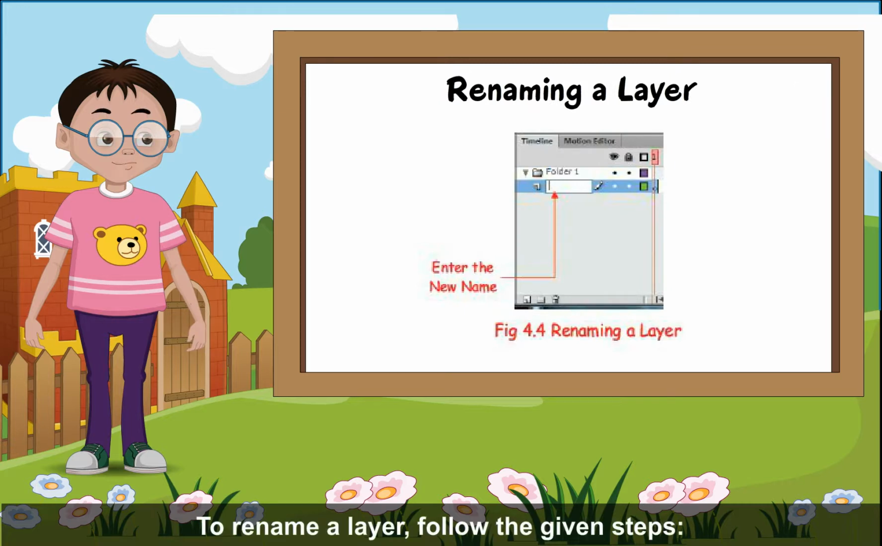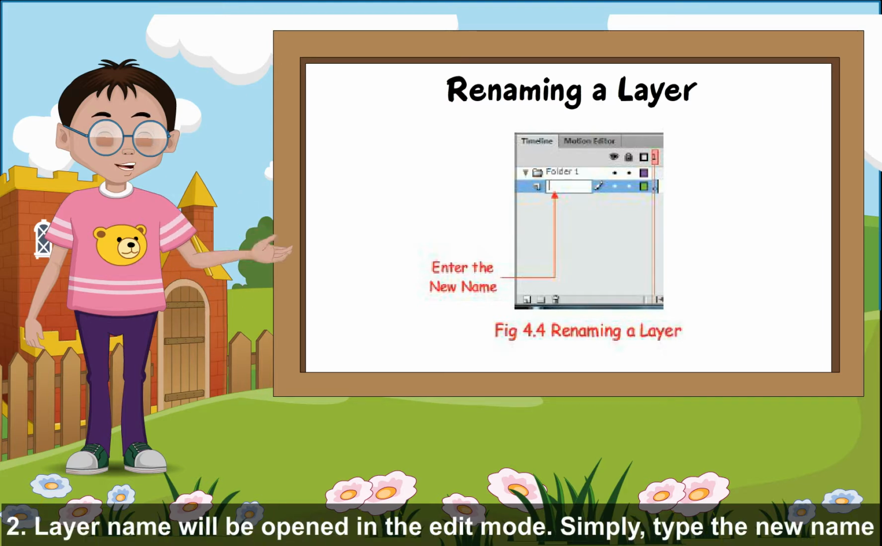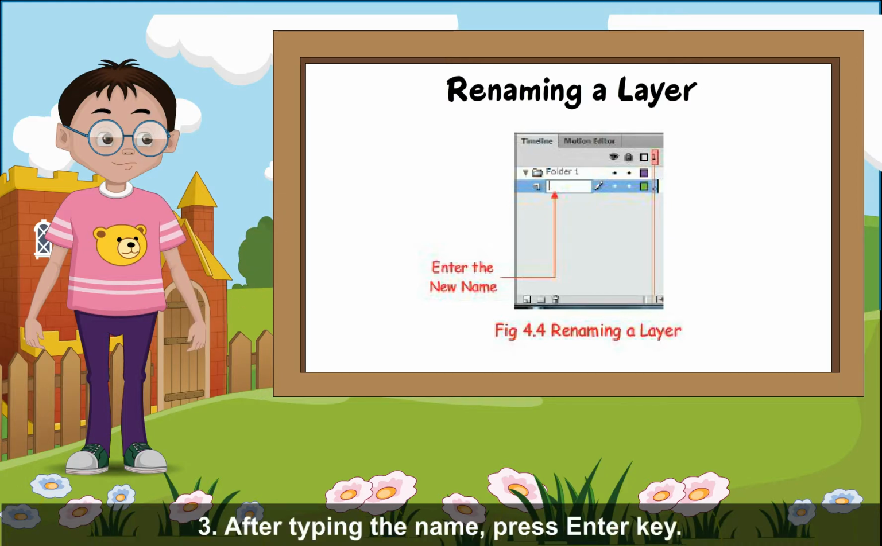Renaming a layer. To rename a layer, follow the given steps. 1. Double-click the layer which is to be renamed. 2. The layer name will be opened in edit mode. Simply type the new name of the layer. 3. After typing the name, press the Enter key.